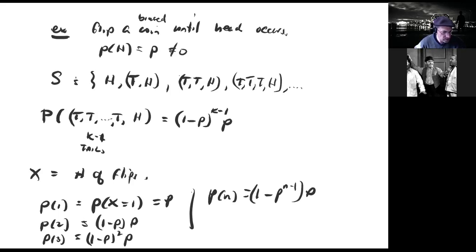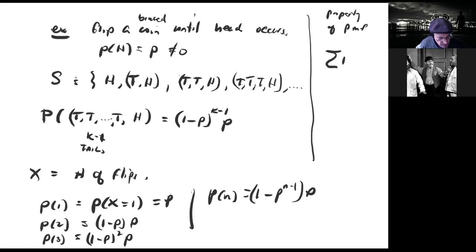And so here's the question. Why is this actually a probability mass function? Well, notice, I should have said this, a property of a PMF is that the sum of p of x, over all real numbers x, has to add up to 1. Okay, so let's see why that's true in this case.